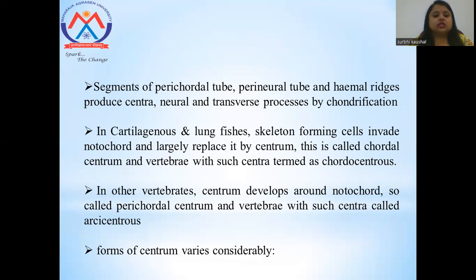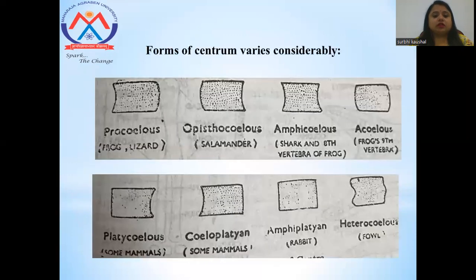In cartilaginous fishes and lungfishes, the skeleton-forming cells invade the notochord and largely replace it by the process known as centrum. This is called chordal centrum, and the vertebrae with such centra are known as chordacentrous. In other vertebrates, this centrum develops around the notochord, so-called perichordal centrum, and the vertebrae with such centra are called arcicentrous. The different forms of centra vary in different vertebrates.